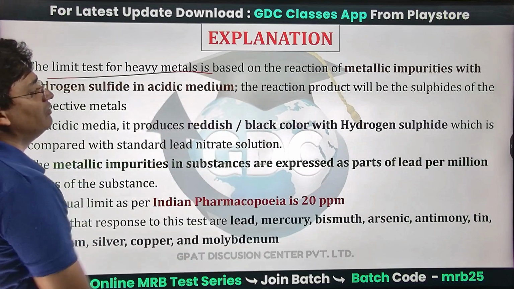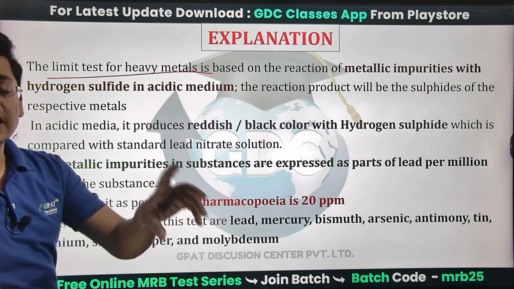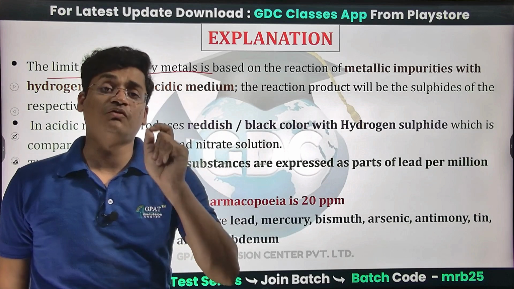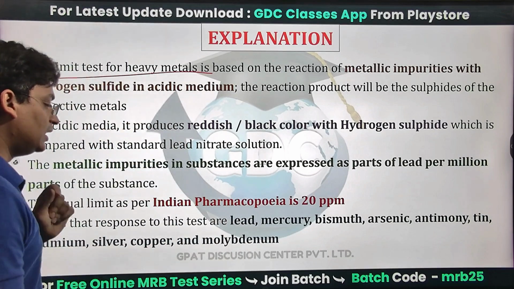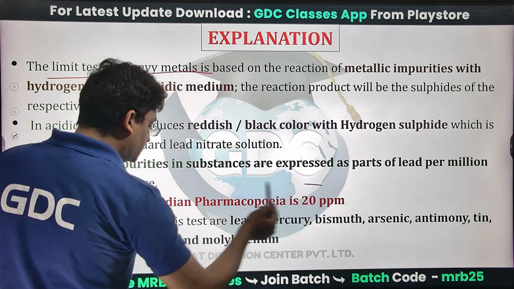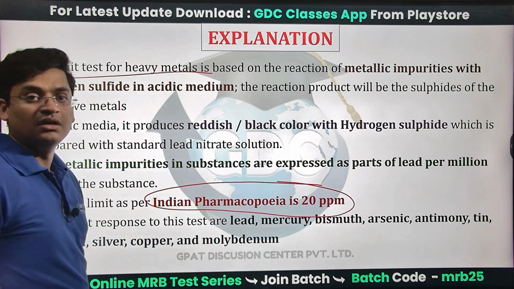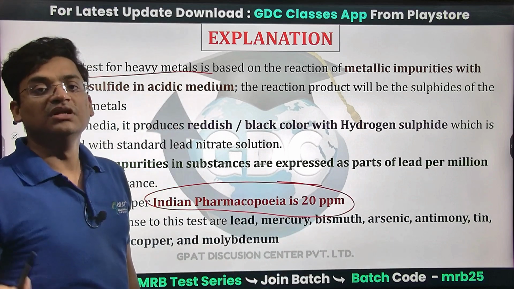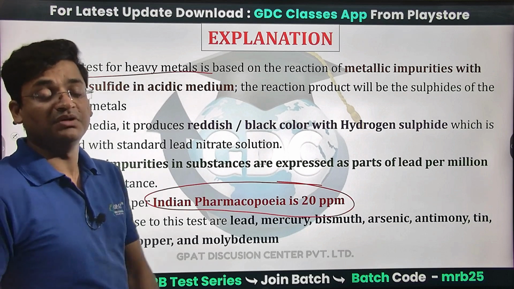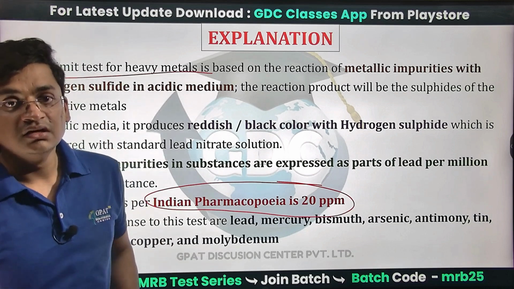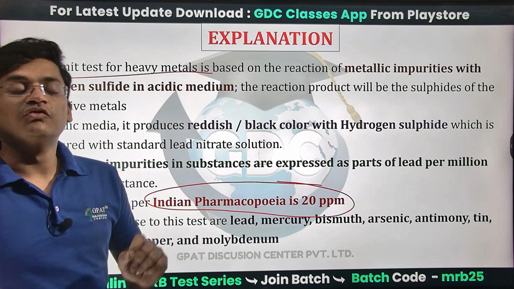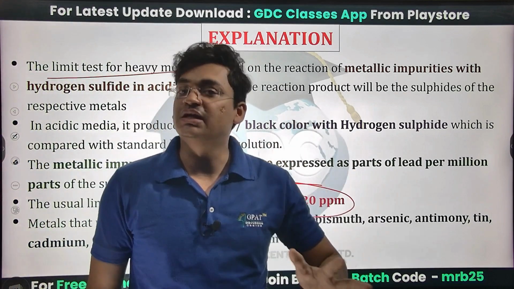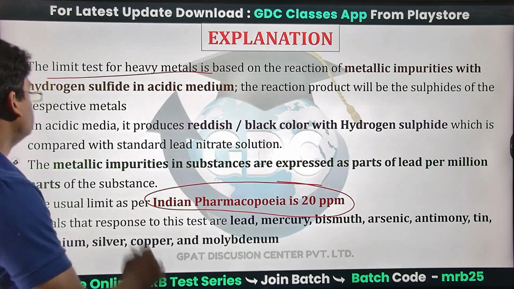The limit test for heavy metals is based on the reaction of metallic impurities, and the standard solution for the limit test of heavy metals is prepared using lead nitrate solution. As per Indian Pharmacopoeia, IP, the maximum limit for heavy metals is 20 ppm, but in the case of arsenic, it is not more than 2 ppm. The limit test value for arsenic is not more than 2 ppm.